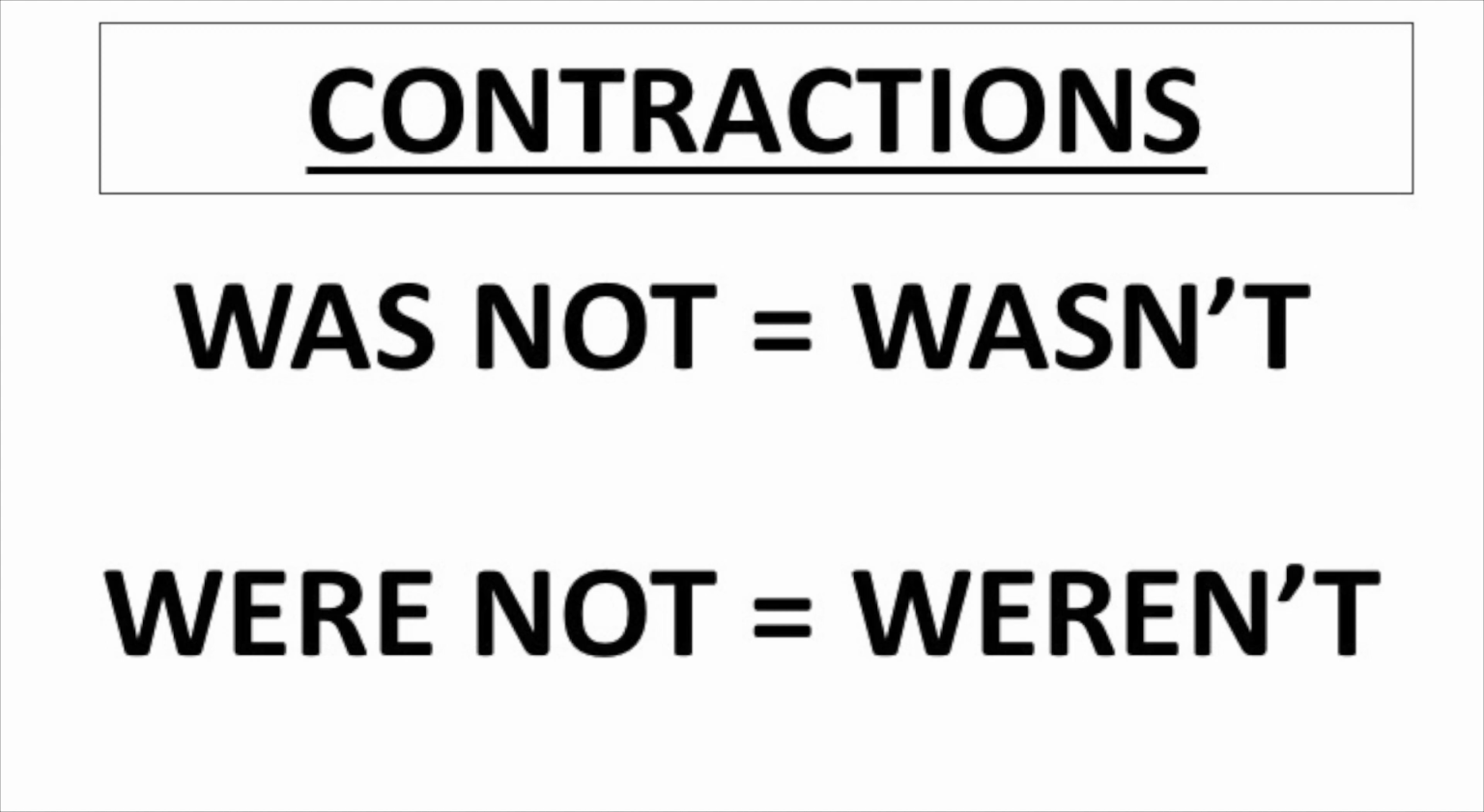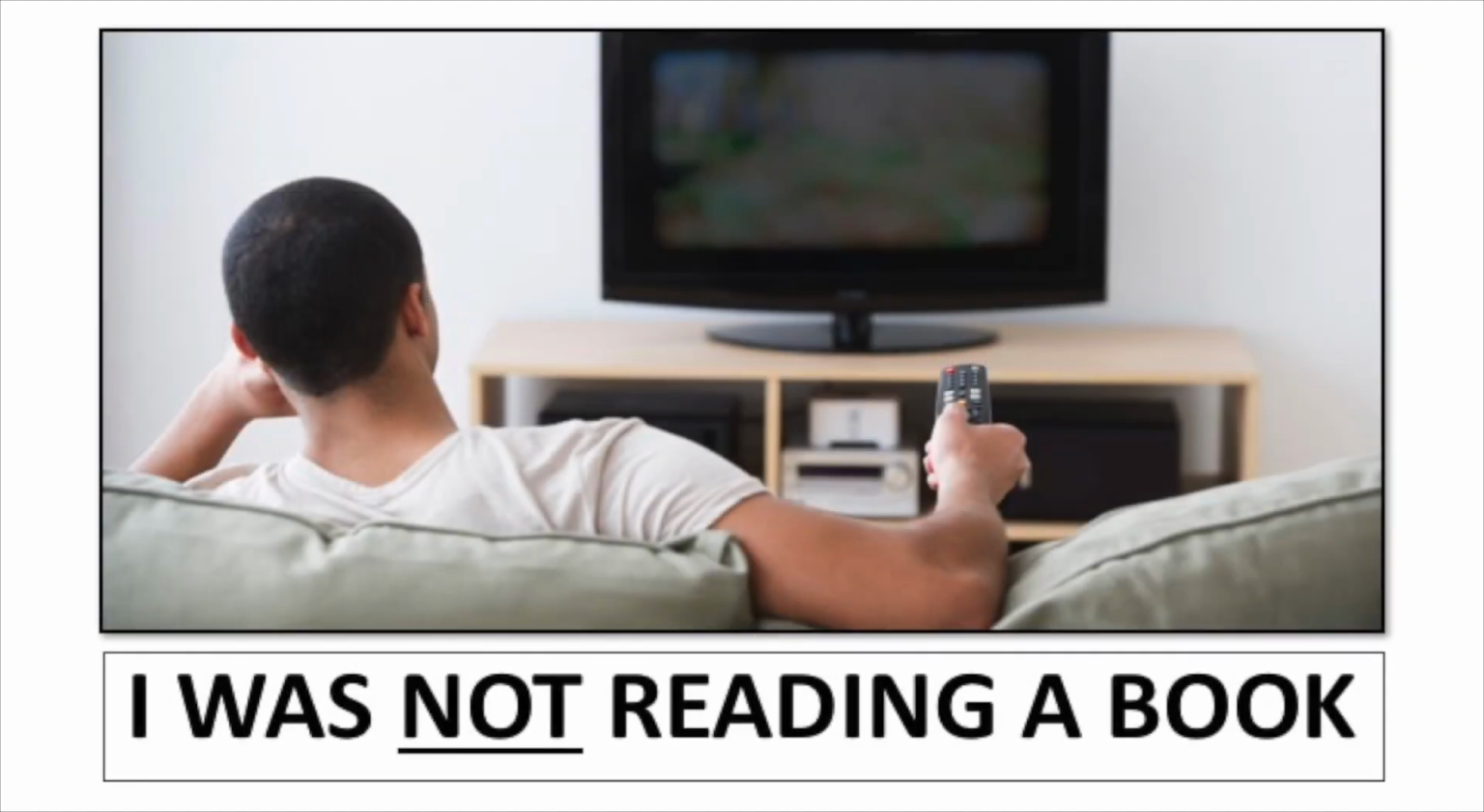wasn't. And we do exactly the same with the two words, were not. Put them together, and once again, it's the letter O that drops out. So what we do, we replace the letter O with apostrophe. Were not, weren't. Yes. So now let's practice how to say the sentences in the negative form. I was not reading a book. You see, it's gone from affirmative to negative. I was not.